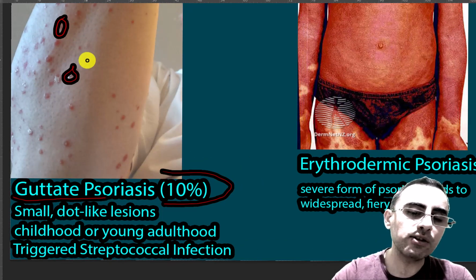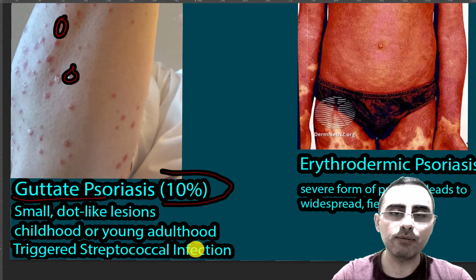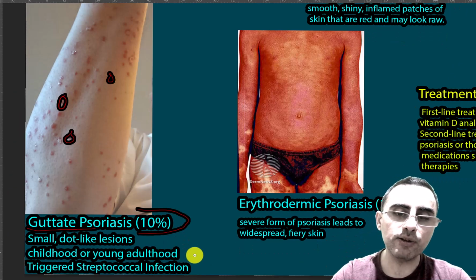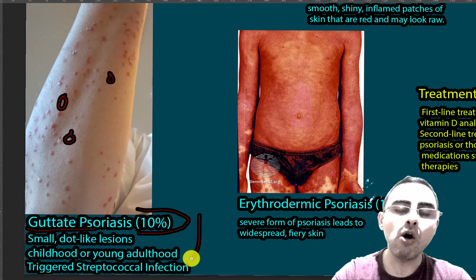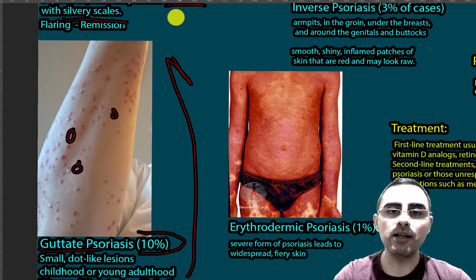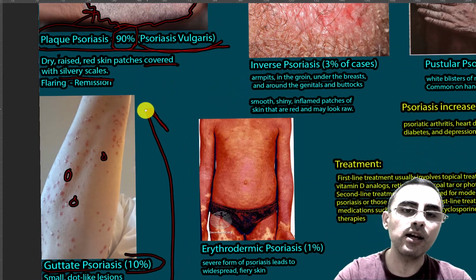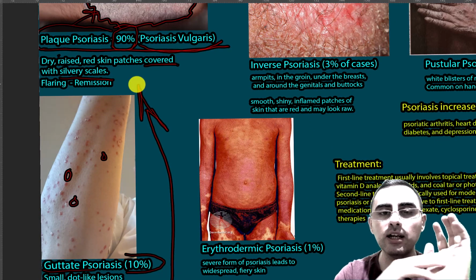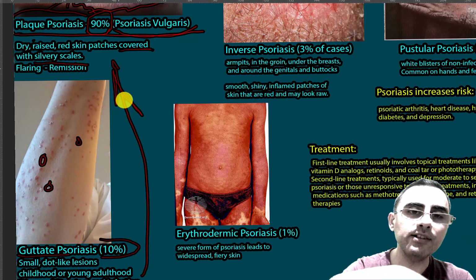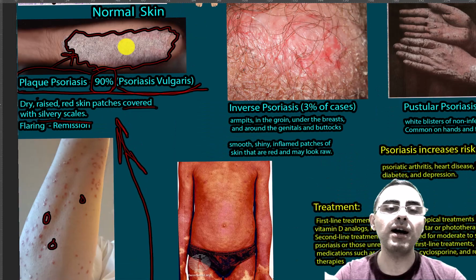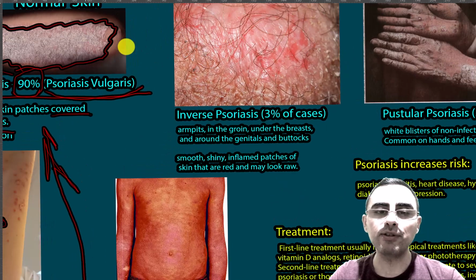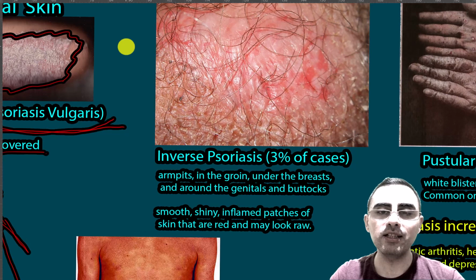Guttate psoriasis can be triggered by streptococcal infection. Usually guttate psoriasis also has a good prognosis, or it can evolve into plaque psoriasis. So guttate psoriasis has 2 resolutions. One is that it resolves by itself, for example, and another is that it evolves into plaque psoriasis. It's possible.